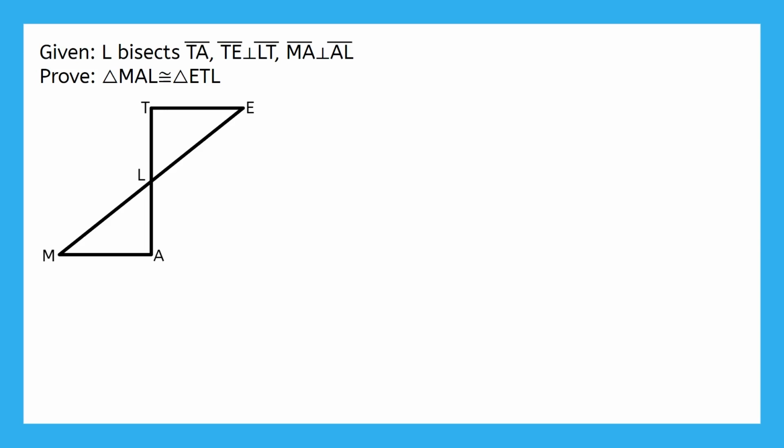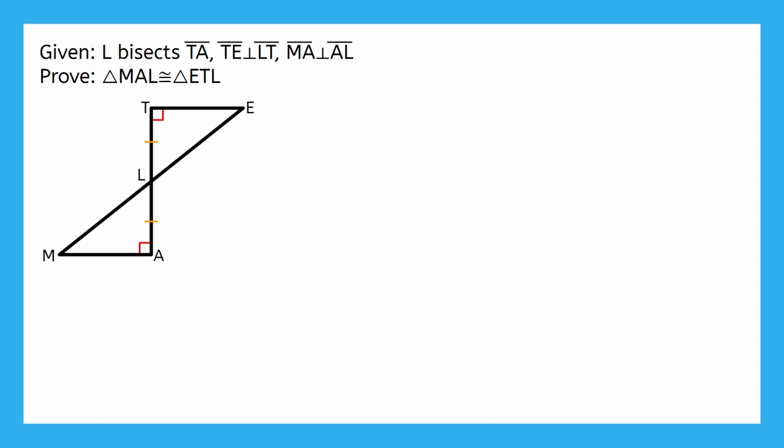I can always start by annotating my picture. What can I fill into my picture based on my given information? I can fill in that angle MAL is a right angle, since MA is perpendicular to AL. And I could do the same for angle ETL. Since they're both right angles, I know they're congruent, so I'll make those the same color to show that. I can also fill in that segment AL is congruent to segment TL, because L bisects the full segment TA. That's all I have for right now.